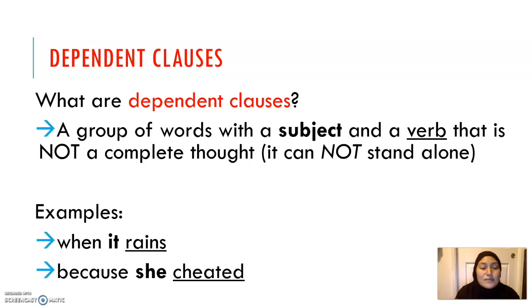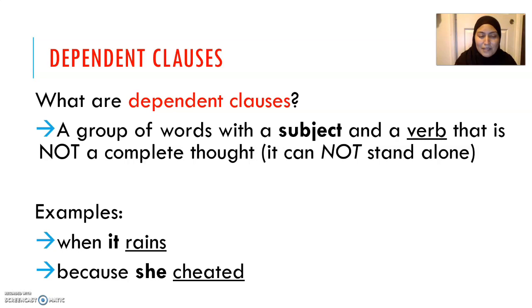And the second example, because she cheated. Again, there's a subject. The subject is she and the verb is cheated. But we don't know what's happening. Because she cheated, is this the end of the sentence, the beginning of the sentence? We need more information. So that's what we mean by a dependent clause. It cannot stand alone. It needs something else.